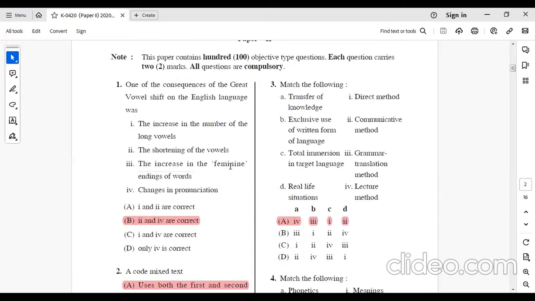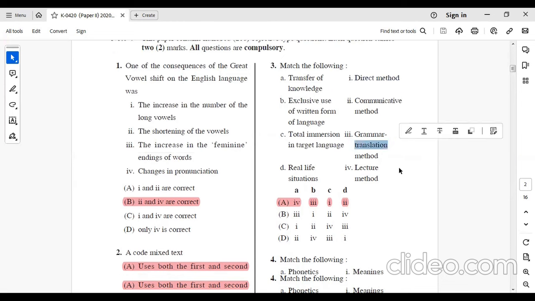Now, the third one, we need to match here. The transfer of knowledge, exclusive use of written form of language, total immersion in target language, real life situations. So let's match. Transfer of knowledge here refers to lecture method. Then exclusive use of written language refers to grammar translation method. Then total immersion in target language means we are using direct method. And the last one, real life situations, refers to communicative method.